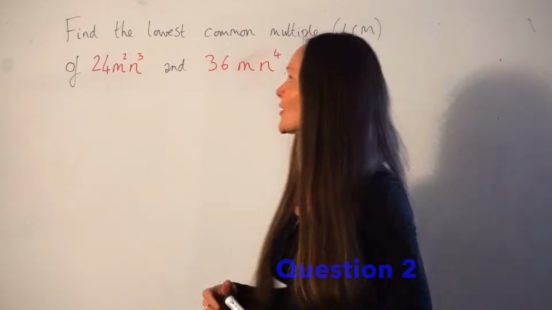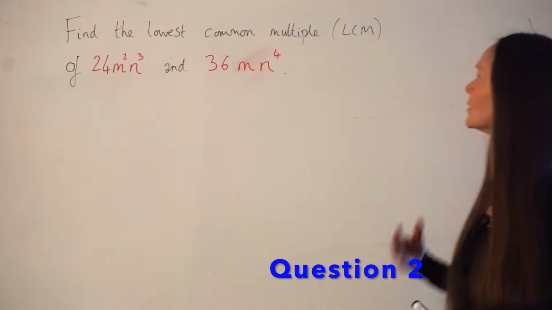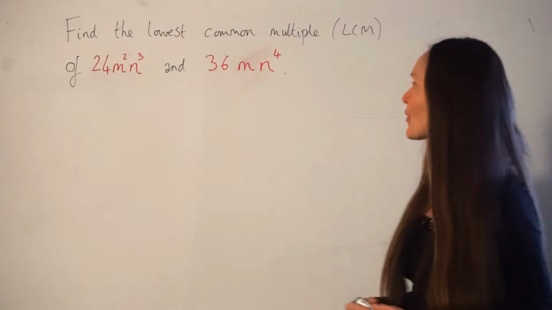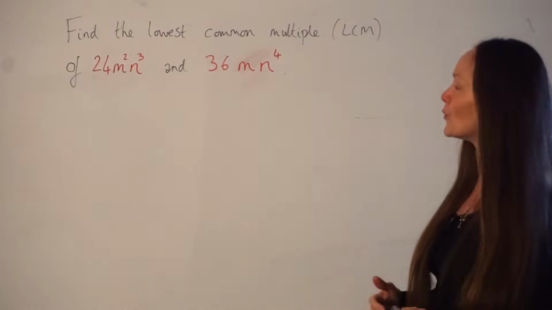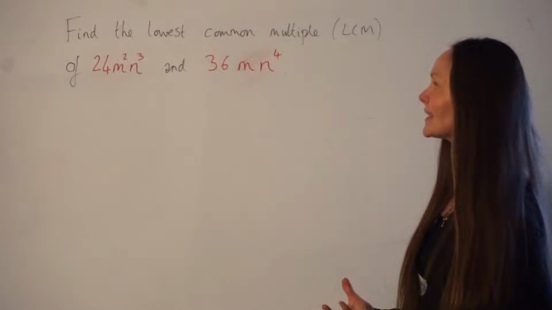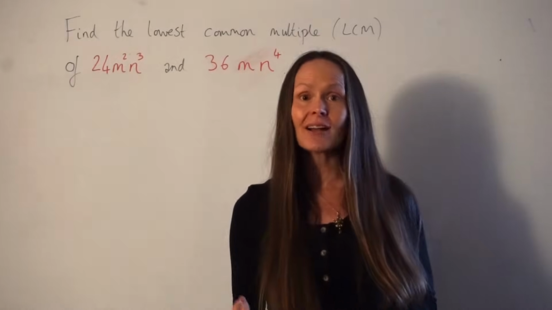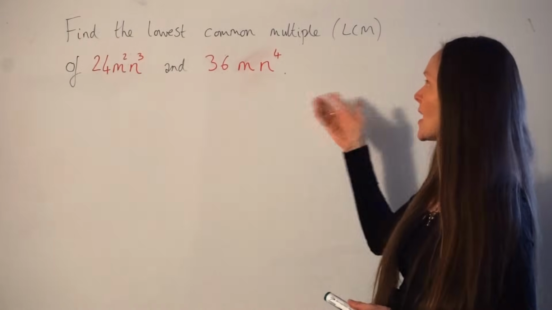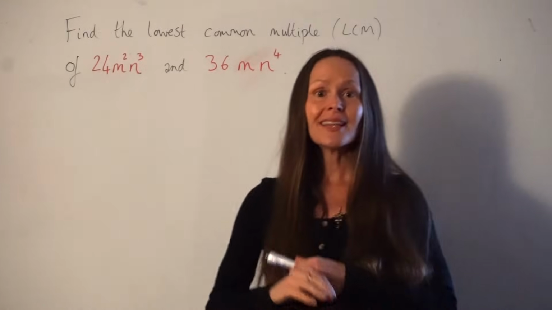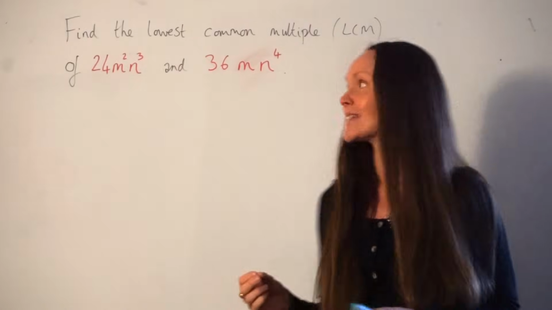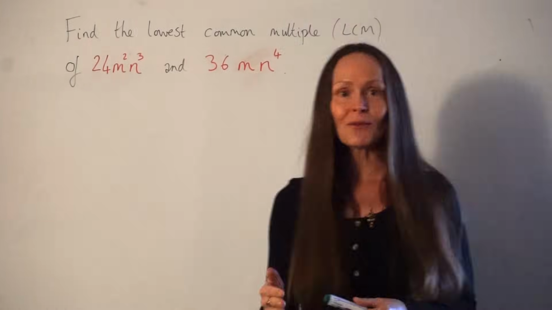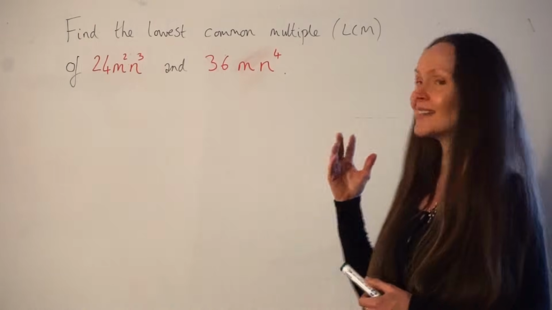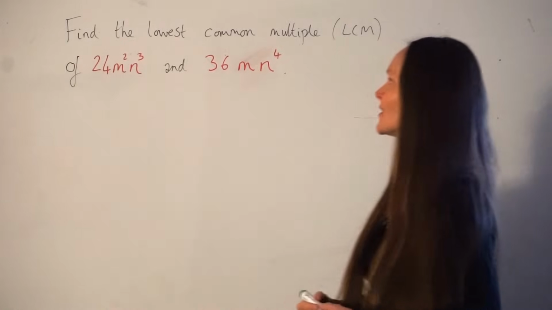In the next question, it says find the lowest common multiple, LCM, of 24m squared n cubed and 36mn to the power of 4. So it's exactly the same type of question. I've just changed the algebraic expressions, and I've changed the letters so that they say m and n instead of x and y. The letters could be anything. It's exactly the same method. If you want, you could pause the video and try yourself and then forward to the end to see if you get it right. Otherwise, listen to my explanation again.